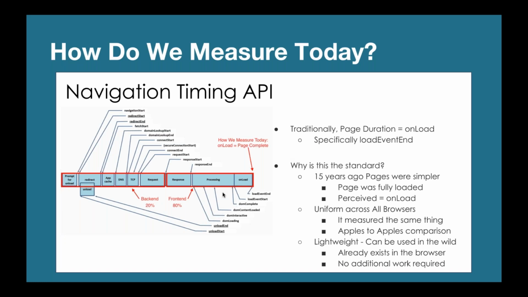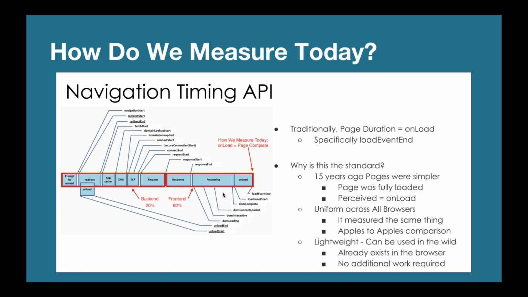So we're not saying that the navigation timing API is something that you shouldn't use. We actually strongly believe that you should use it. However, the final page load itself can be a little suspect. So why? 15 years ago, basically around the time when they started drumming up the navigation timing API, pages were a lot simpler, right? When the page was fully loaded, perceived equals pretty much the onload event.